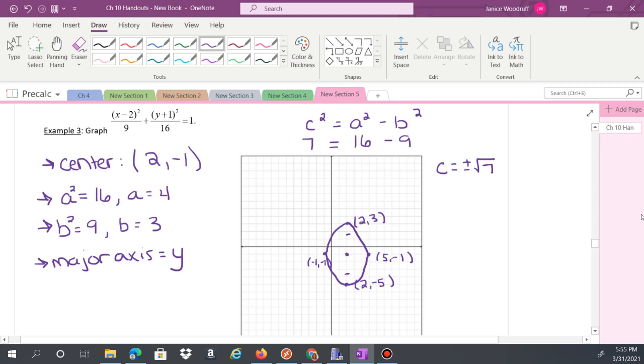But really, the way that you would write this, if you had to type this in, is you would take that on the y value, right? Because it's y-axis. So take the center, 2, -1, and do this. 2, and then it would be -1 plus the square root of 7. And then it would be 2, -1 minus the square root of 7. That would give you the exact values there. Okay. Good on that?